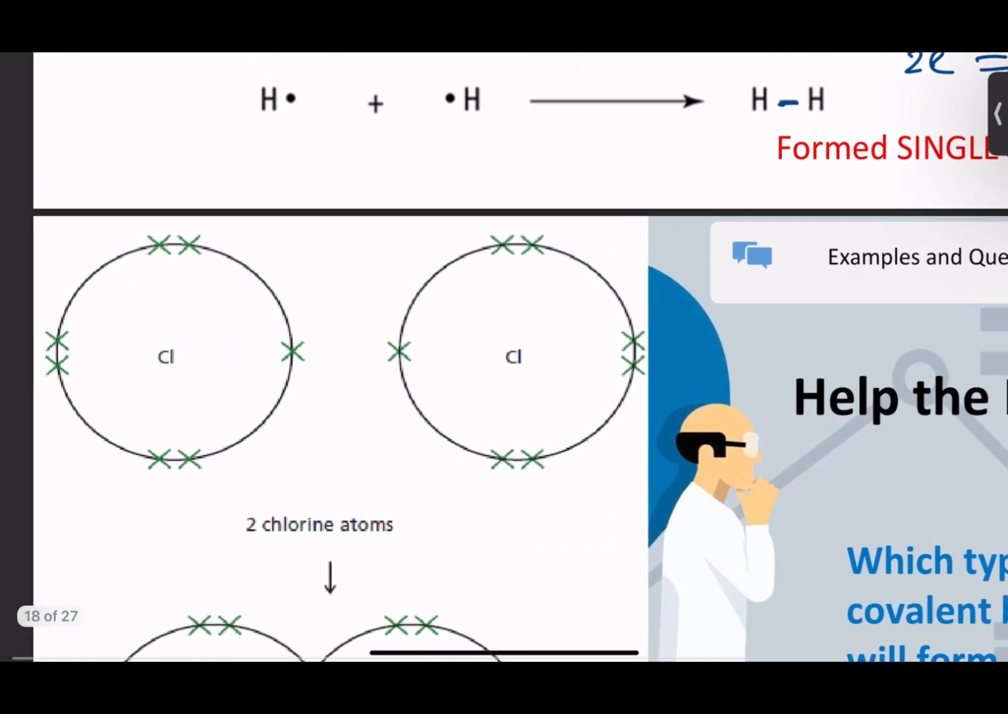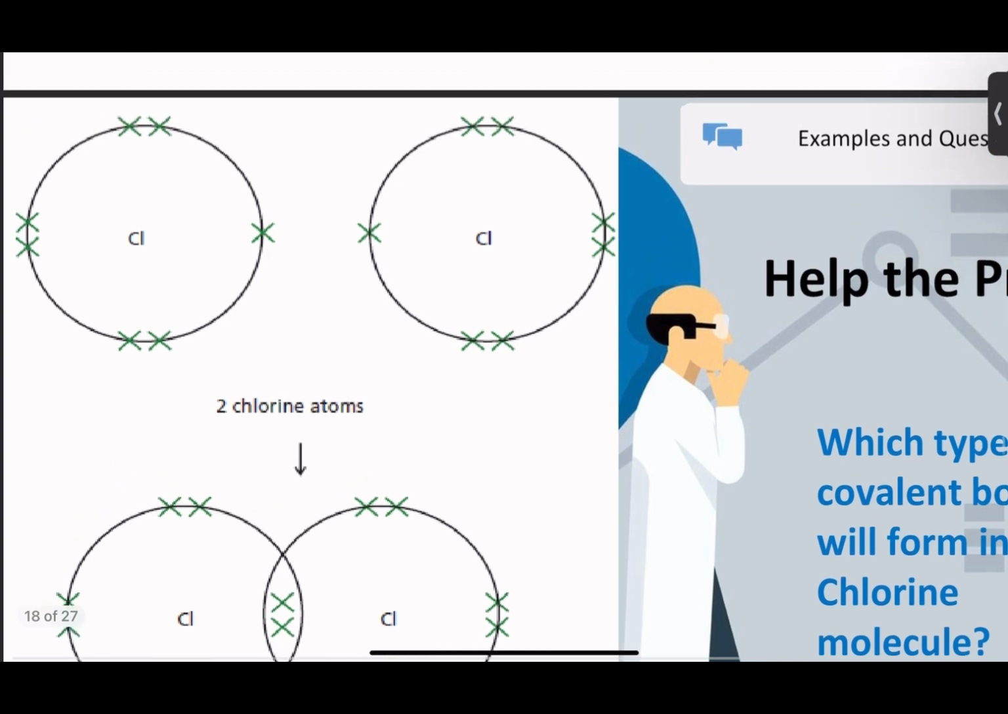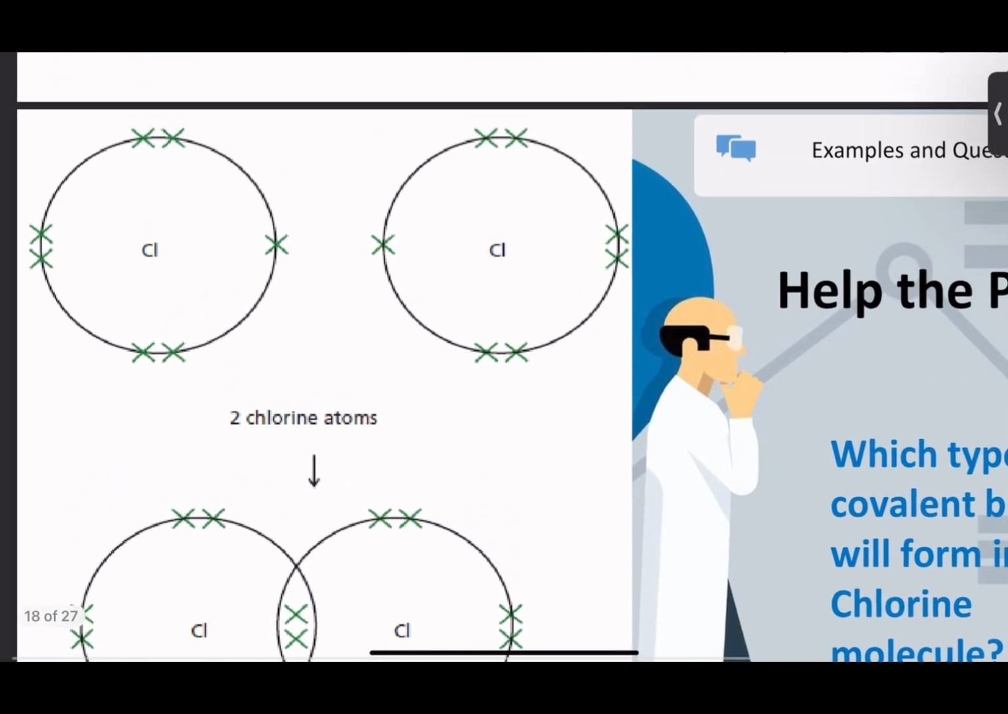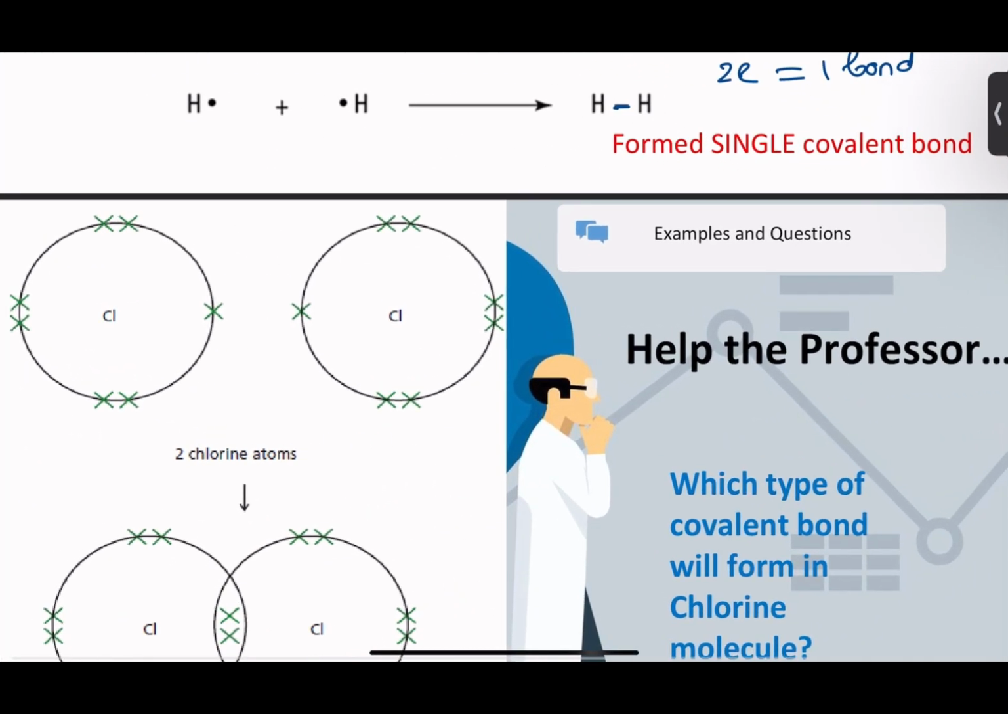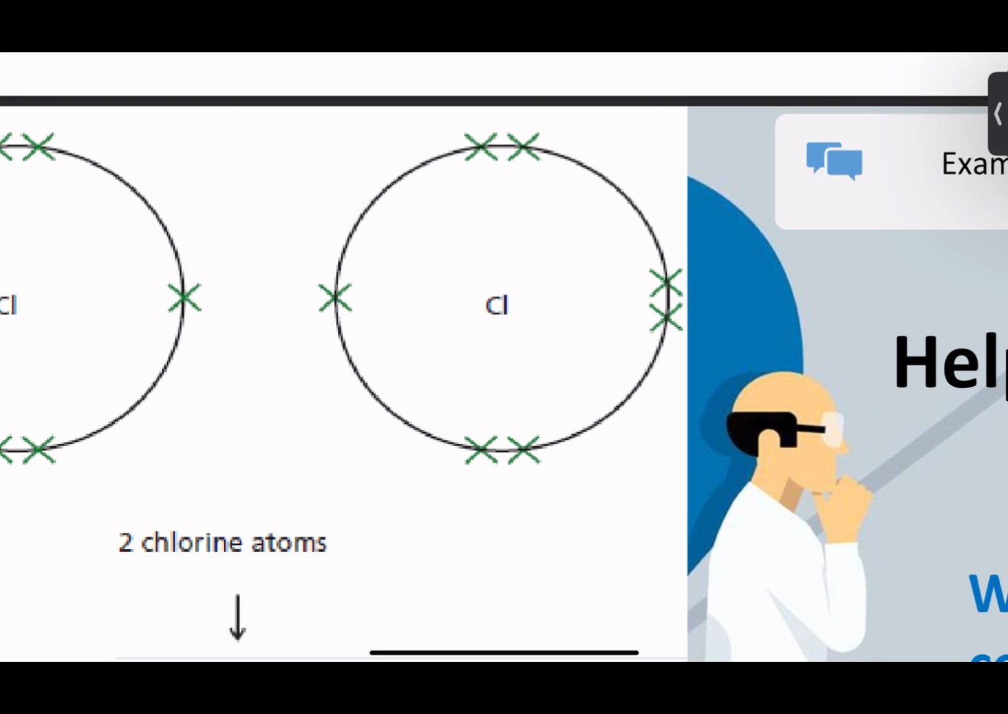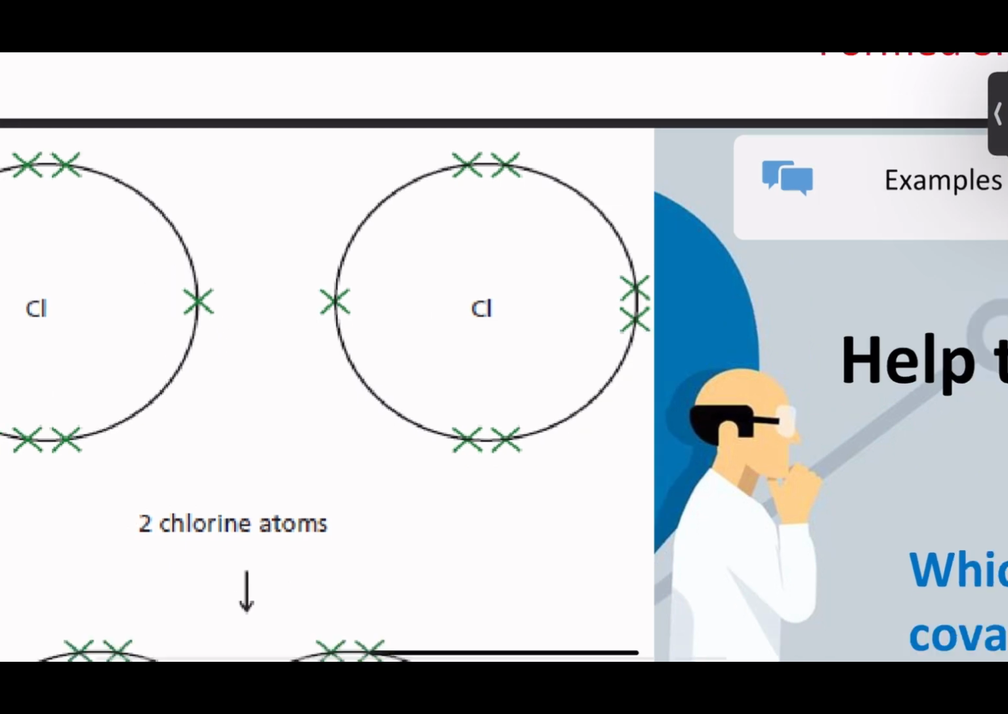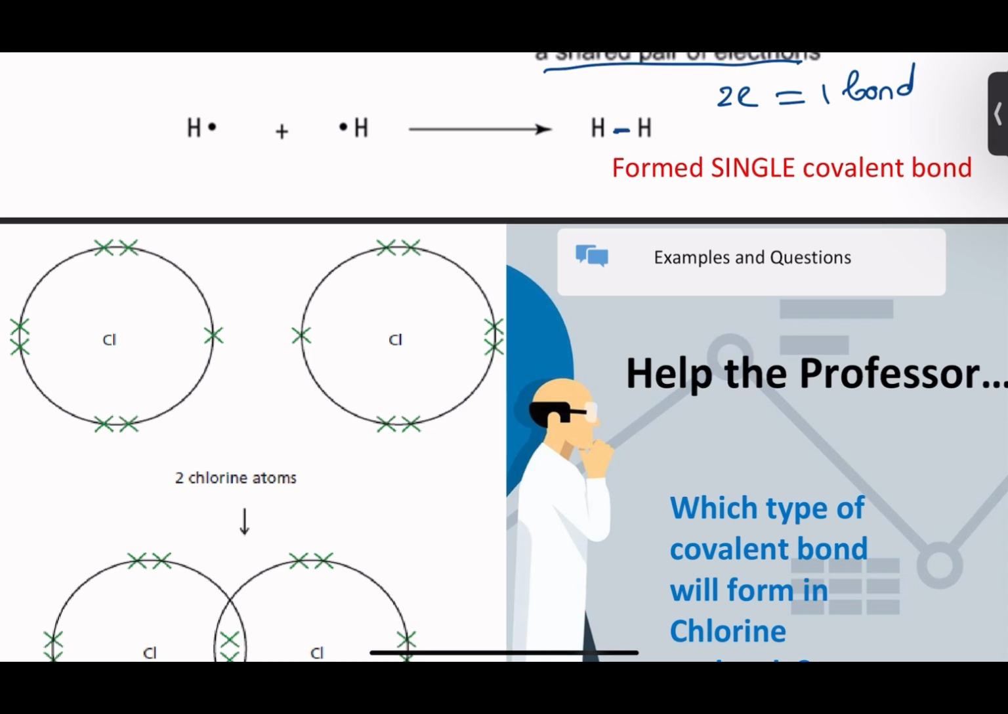Okay, so form the single. Now let's look at the chlorine. Normally they should have done a dot cross, but they only did cross on this one. So if we do a dot, it's going to be 1 dot here, 1 dot here, like this. Okay, and this is cross.